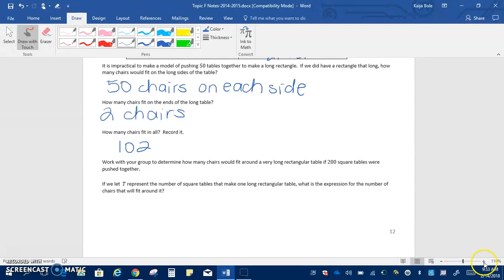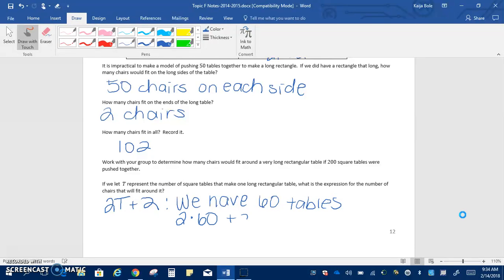So now it says if we let t represent the number of square tables that make one long rectangular table, what's the expression for the number of chairs? And we decided that was 2t plus 2. So what if we have 60 tables? We know t stands for tables. So we're going to take our expression and plug in 60 for t. So 60 times 2, then plus 2, order of operations. We need to do 120 plus 2. So in total, we would have 122 chairs.